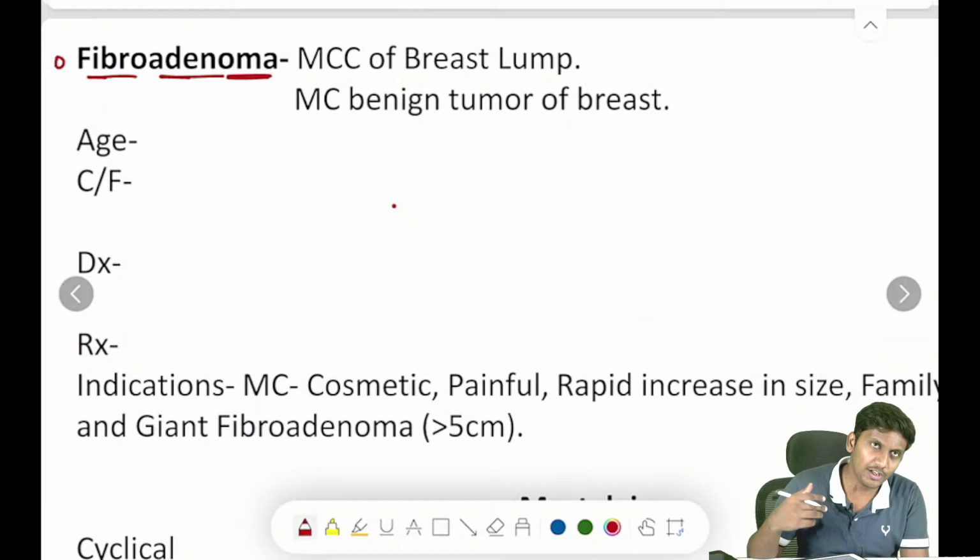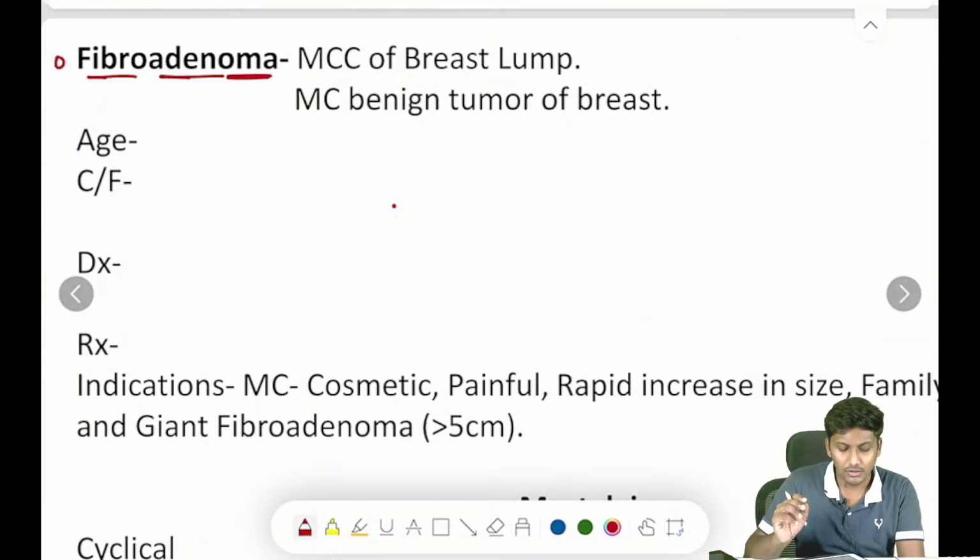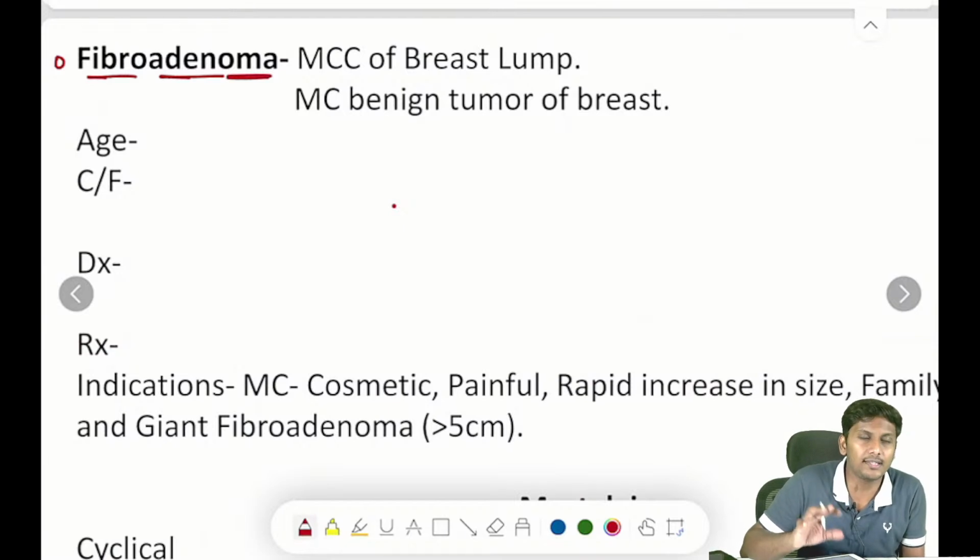We know in breast there is secretion of milk, and wherever there is secretion, we should have a columnar epithelium only. Okay? So definitely it is a benign tumor arising from the columnar epithelium of the breast, and also there will be a lot of fibrous tissue inside this tumor. Therefore, it is called fibroadenoma.